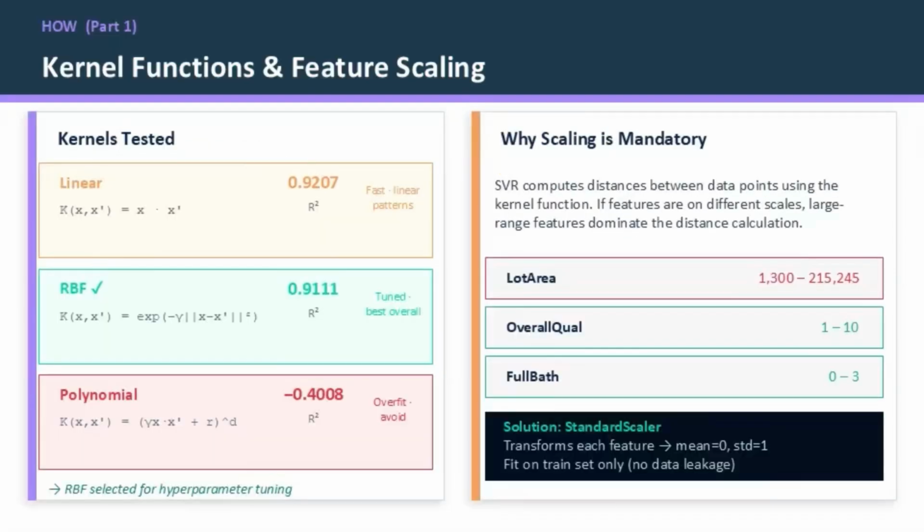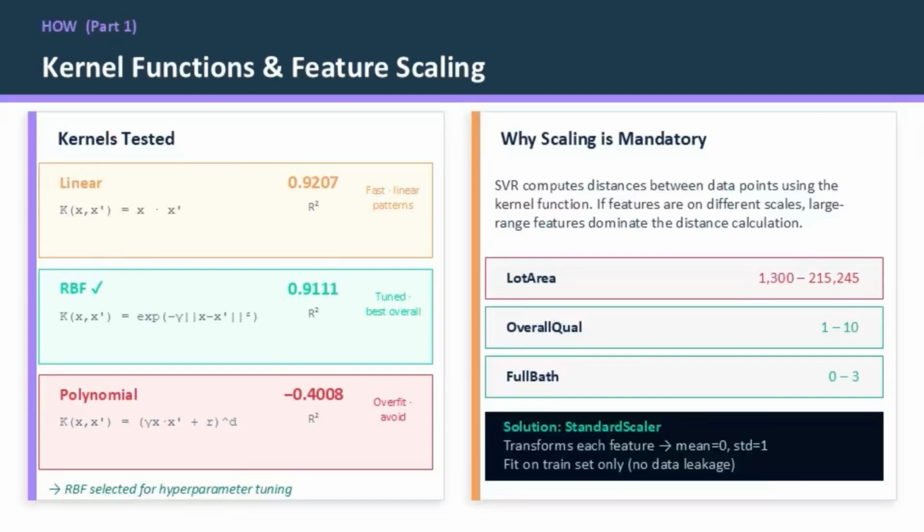Now let me explain how I implemented SVR. The first step was choosing the right kernel. I tested 3 kernels: linear, RBF, and polynomial. Linear achieved an R2 of 0.92, but only captures linear patterns. Polynomial actually performed negatively with an R2 of -0.40, indicating severe overfitting. RBF gave the best overall and most balanced result, so it was selected for further tuning.